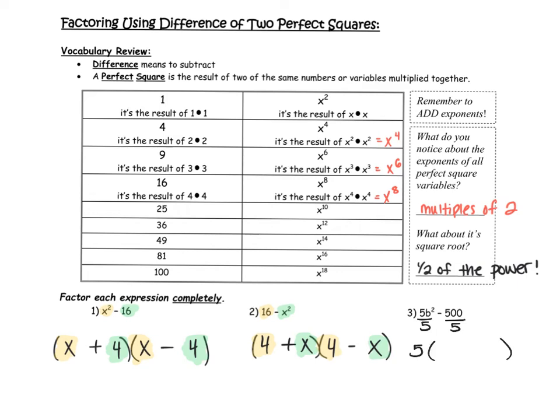So we have 5, these cancel. We are left with b squared minus 500 divided by 5 is 100. So now we've factored out a GCF, and what's left over on the inside is actually a difference of two perfect squares. So we can go ahead and factor this out. The square root of b squared is b and b, that goes in the front. The square root of 100 is 10, and that goes in the back. And then we just do a plus and a minus, and we bring down that 5 in front. And that's it. That is factoring with GCF and DOTS.